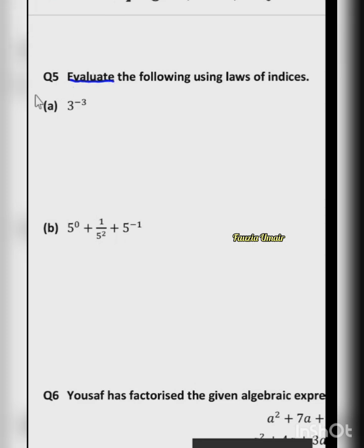Ma'am, can I? It means to find the value, like after solving it. That's correct. So solve and evaluate have the same meaning. It means reach till the final answer. So the answer should be a number. Ma'am, evaluate means to assess or examine something carefully.